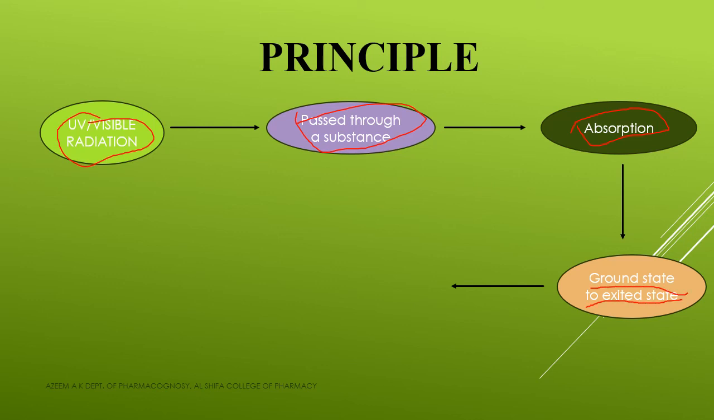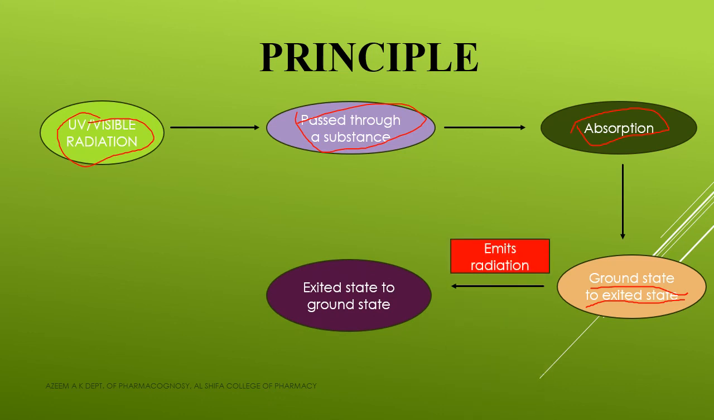Normally, in normal condition, in every molecule the electrons will be in the ground state. So here when we are passing UV radiation through that substance, the light will be absorbed, and at that time the electrons will undergo a transition from the ground state to the excited state. Clear? Then after some time it will be returning back to the ground state from the excited state. So this time it will be emitting a radiation.